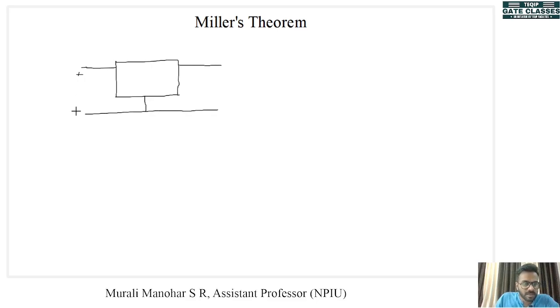Here we have plus or minus V1. Here we have plus or minus V2. And there is an impedance that connects this input and output terminals. Let's say this is of the value Z. Now this is a linear two-port network.